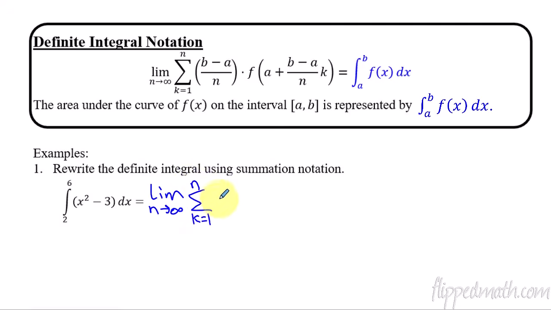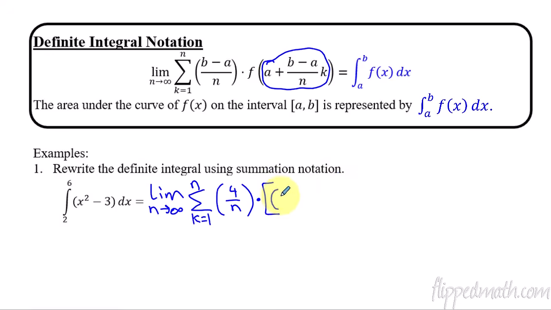and that's going to approach infinity. And then I have to multiply it by, all right, here we go, b minus a over n. So it's 6 and 2, that's a difference of 4. So it's 4 over n. So 4 is my interval divided by the number of rectangles I have, times f of this. What is that? So the function is right here, x squared minus 3. So I'm going to do a bracket here, and then I'm going to have x squared. So this whole thing gets plugged into the x.